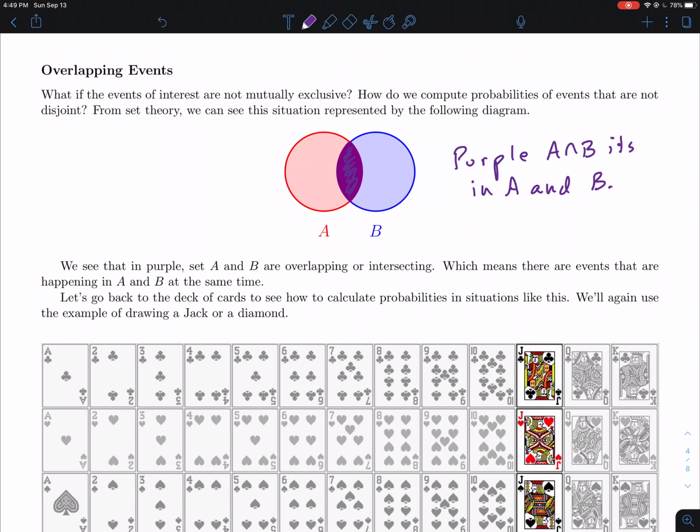So the idea is, and this is the reason we kind of messed up that example with the Jack of Diamonds, because the Jack of Diamonds was in the diamonds, but it was also in the jacks.